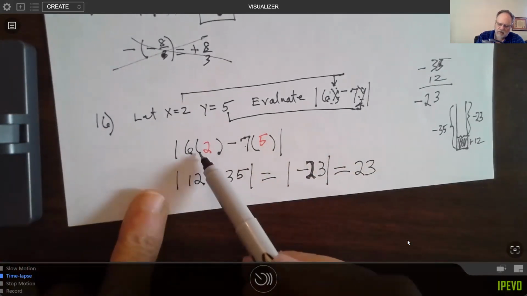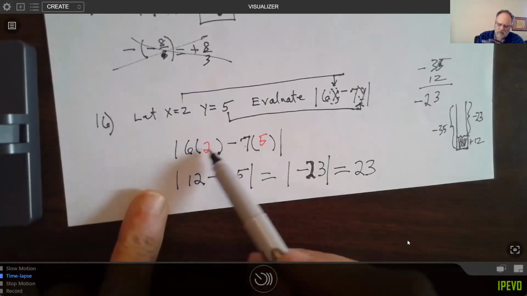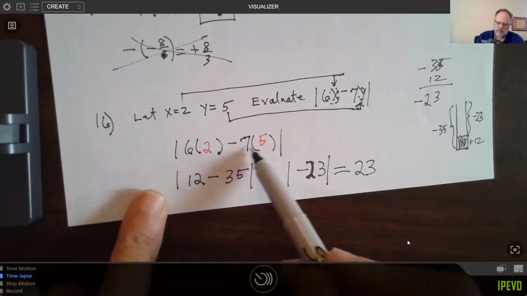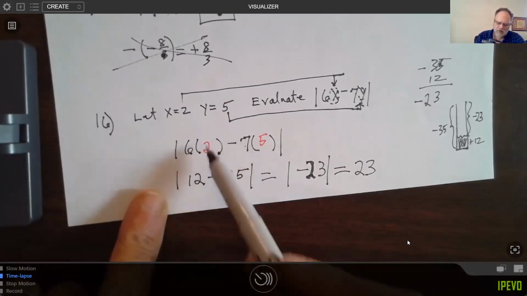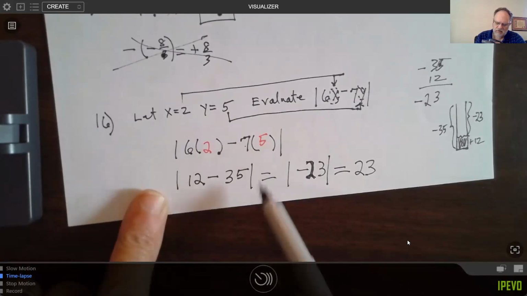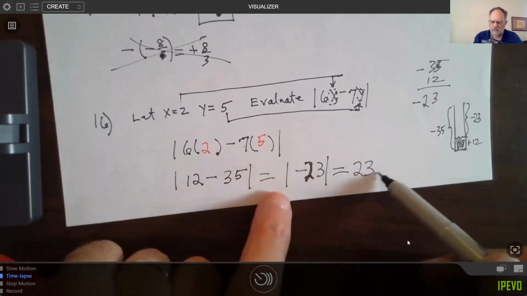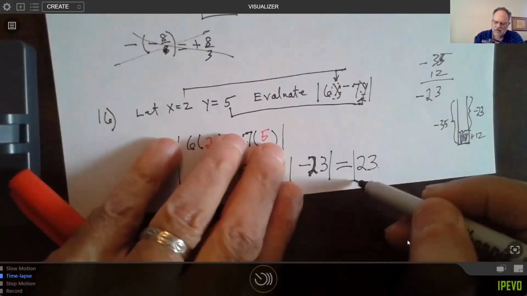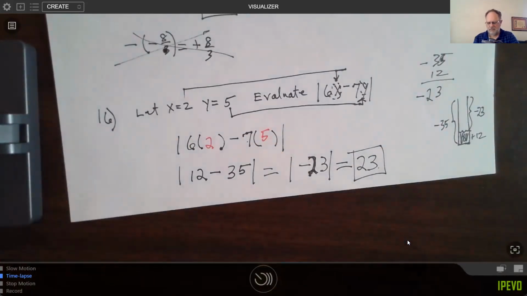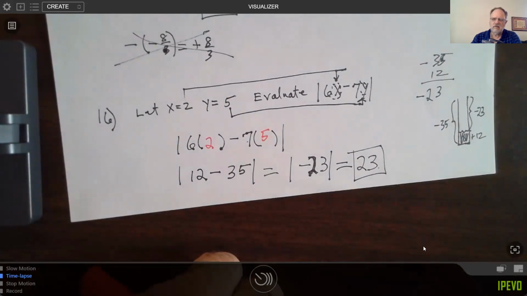So again, we substitute in the values, multiply. Multiplication comes before subtraction in the order of operations. 6 times 2 is 12, 7 times 5 is 35. So 12 minus 35 is a negative 23. And then once we get to a single term, then we can apply the absolute value, which is a positive 23. And that's our answer. Okay. So that's this part of the video.